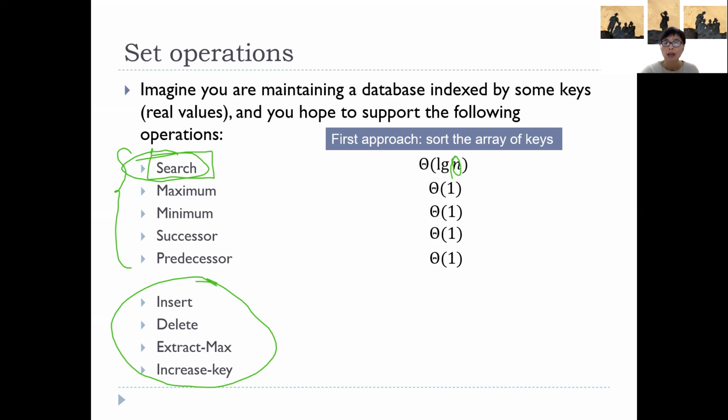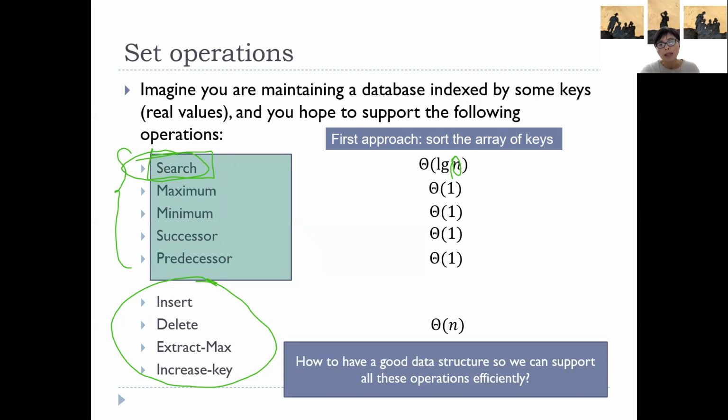In fact, using a sorted array, you would have to spend linear time for each of these dynamic operations. So the idea is: can we organize the data in a better data structure so that we can support all of these operations, not just the static ones but also the dynamic ones, efficiently? That's what we want to do today.